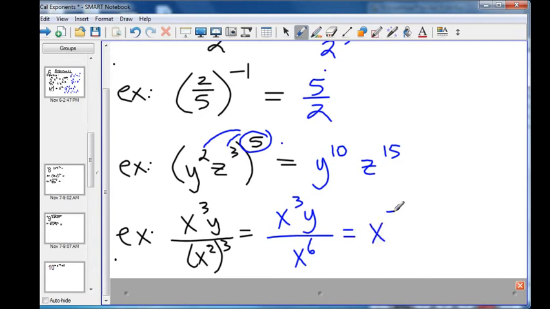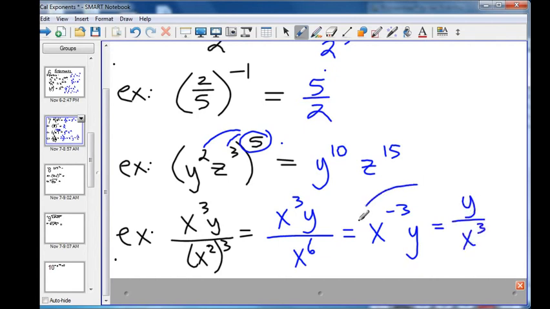You're welcome to write your answer that way, or you can put that x back on the bottom since it's got a negative exponent as x cubed. So as far as my class is concerned, either one of those would be fine.